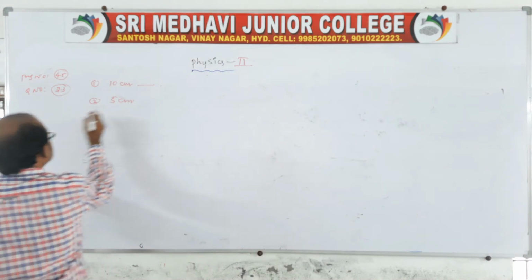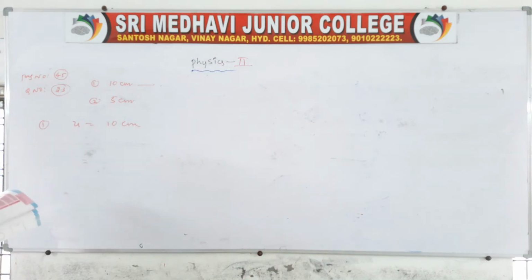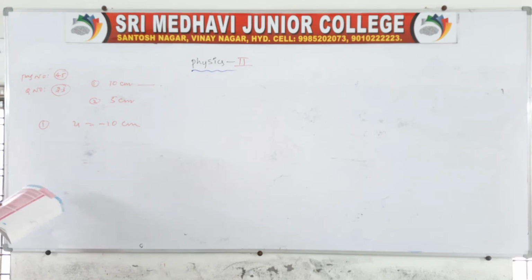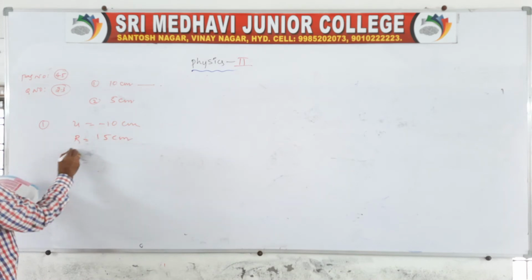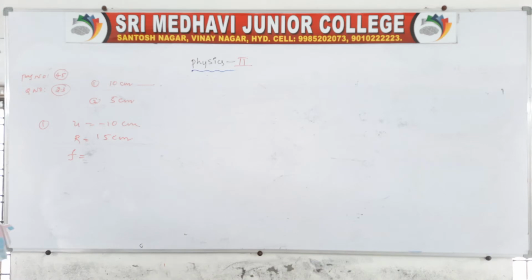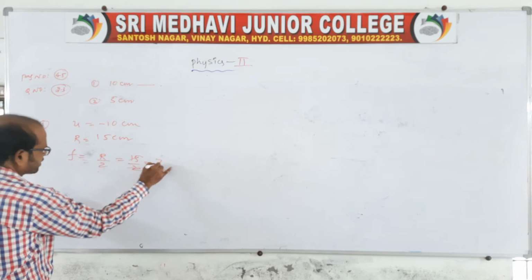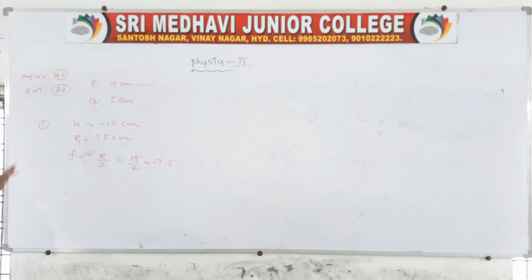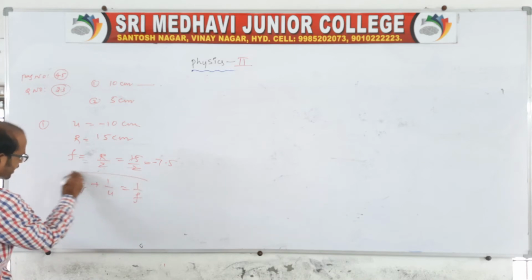Taking the first u, u is equal to 10 centimeters, in front of a concave mirror. So u will be taken as minus, because object distance is measured in the opposite direction. In the question the radius of curvature is given as R equal to 15 centimeters, but we should know f. f will be R by 2, so 15 by 2 gives 7.5. Focal length is also measured in the opposite direction for a concave mirror. So the equation is 1 by v plus 1 by u is equal to 1 by f.